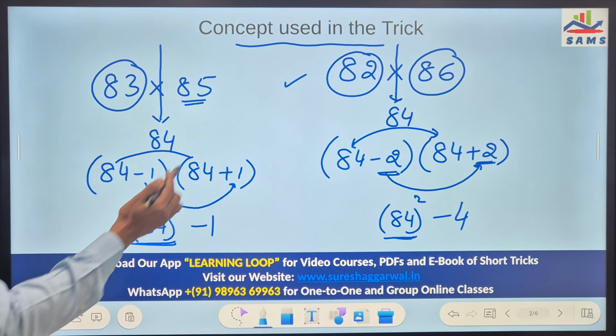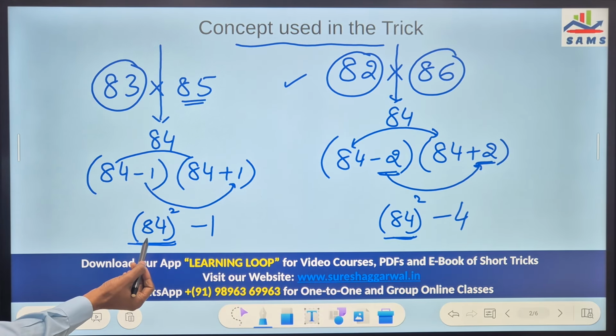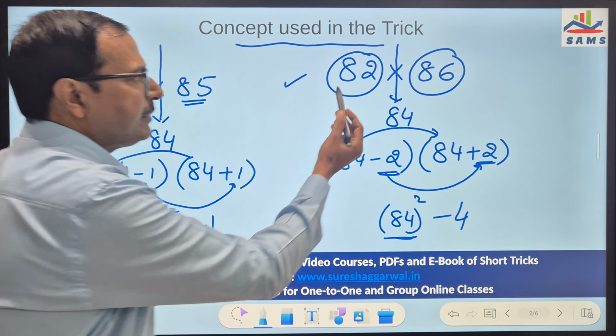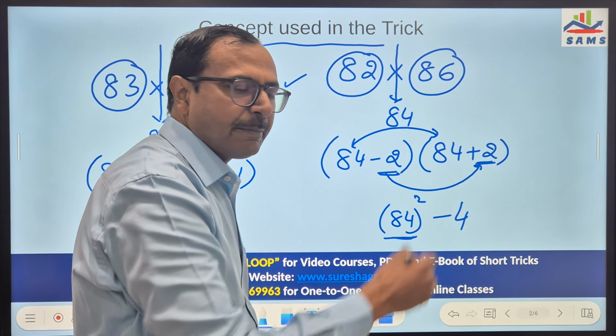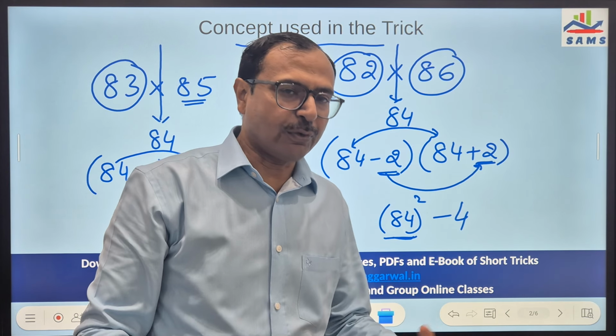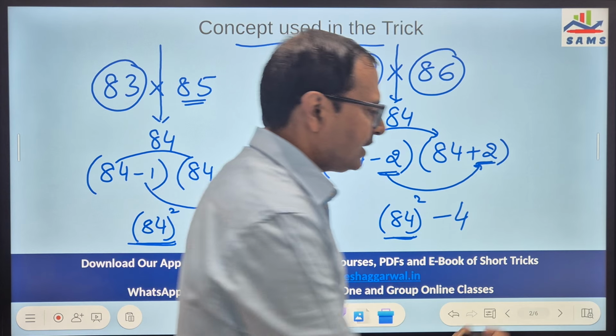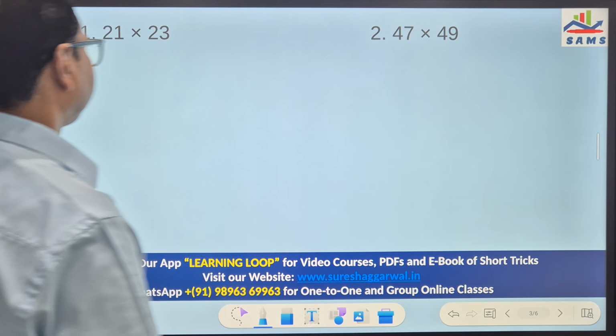Numbers differ by 2, take the square of the intermediate number and subtract 1. Numbers differ by 4, take the square of the intermediate number, that is the middle number, and subtract 4 from the result. Let's apply it to solve some questions now.